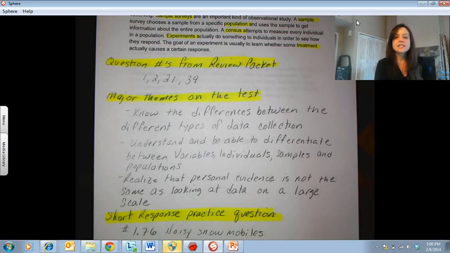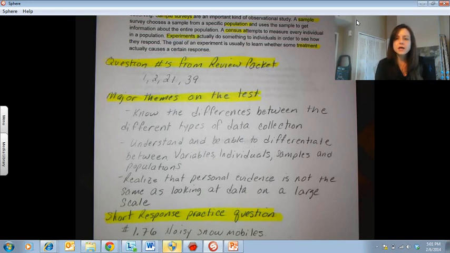You're going to need to understand and be able to differentiate between variables, individuals, samples, and populations. You're going to need to realize that personal evidence is not the same as looking at data on a large scale. I think out of the book, the example they used was that if you know a person that used their cell phone their whole lives and then they had brain cancer, is that a good way to assume just using that one individual that using cell phones is going to give you brain cancer?